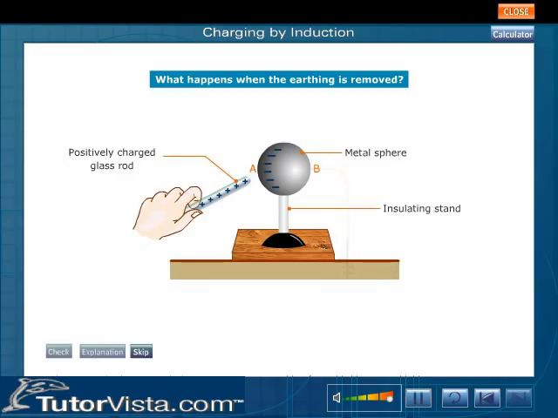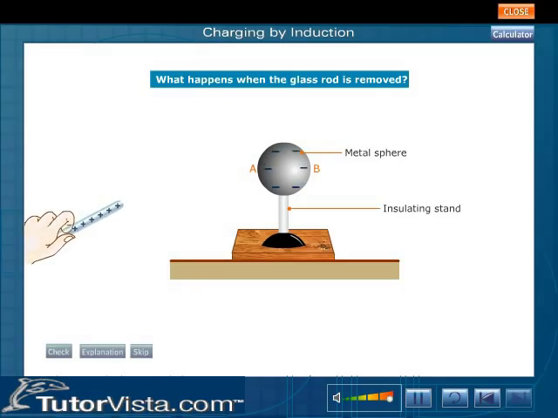What happens when the earthing is removed? On disconnecting the conductor from the sphere, only the negative charges remain on the sphere. What happens when the glass rod is removed? On the removal of the glass rod, negative charges spread uniformly on the metal sphere.